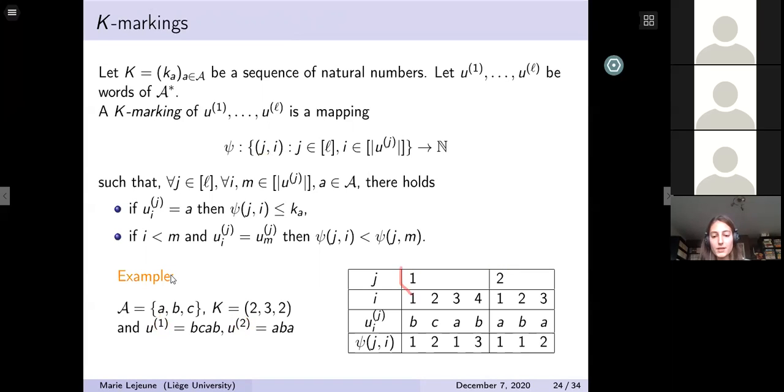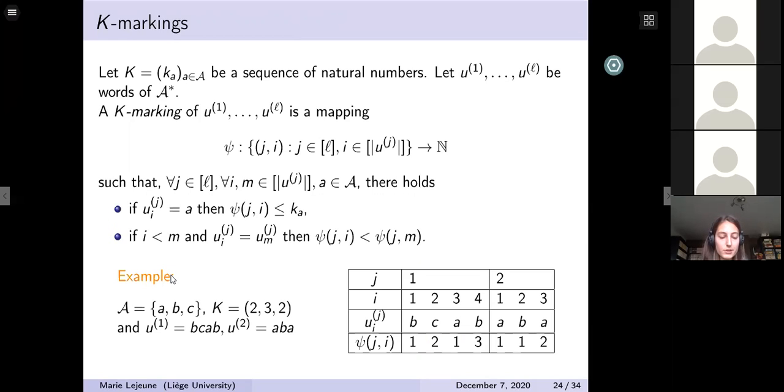And for every fixed j, I'm going to look at i's going from 1 to the length of the word. So U1 is of length 4. I'm going to look at i from 1 to 4. U2 is of length 3. I'm going to look at 1, 2, 3. And to every pair ji, I am going to map a number, okay? And there are 2 rules that have to be respected.